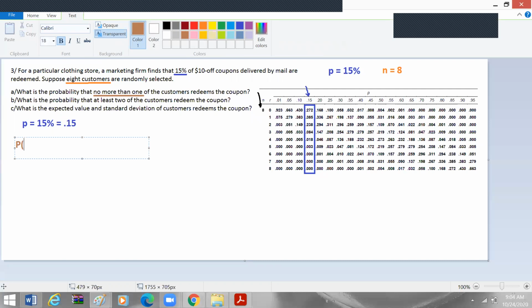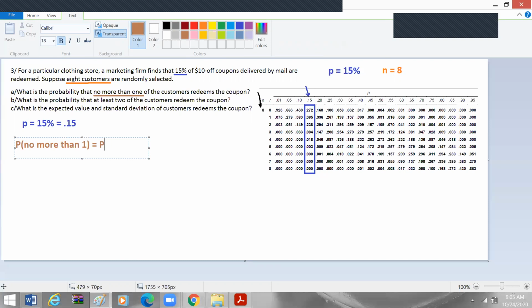0. Can we count one? Yes or no? No more than one. So it can be one, correct? It can be one, yes. Yeah, it can be one for sure. So in this case, that would be 0 and 1.